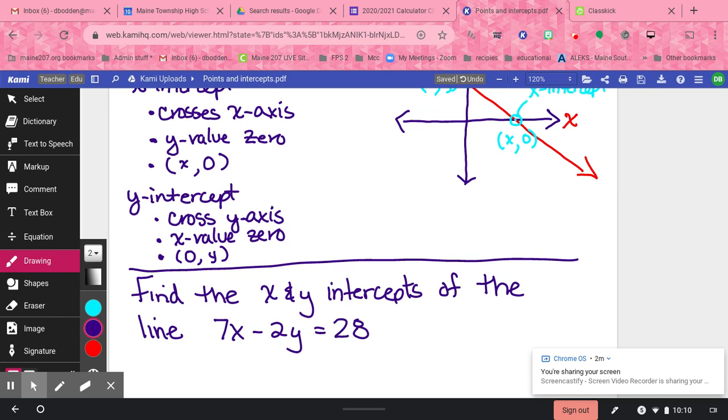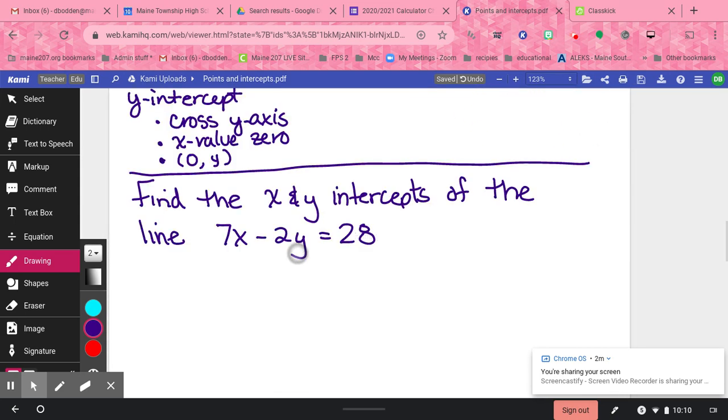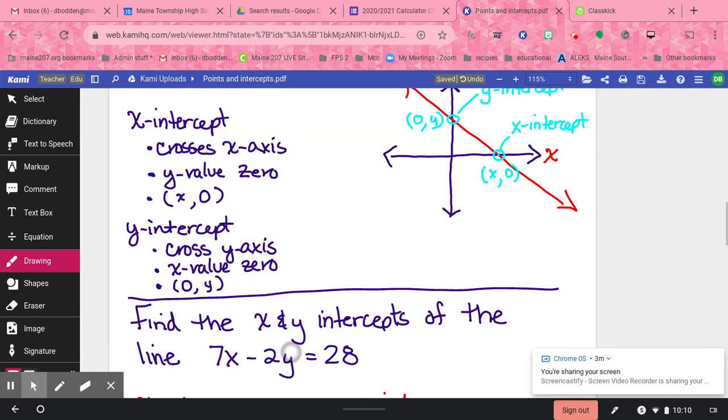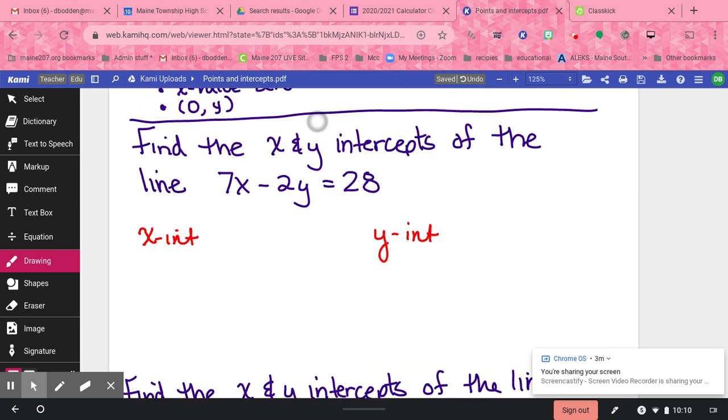Okay, so in my first example, find the x and y intercept of the equation 7x minus 2y equals 28. So I'm going to set this up and say I want to know what my x-intercept is and what my y-intercept is. Now using the notes from above, I know my x-intercept is when my y value is 0. So I'm going to set up those ordered pairs right now. I know my y value has to be 0. And for my y-intercept, I know my x value has to be 0.